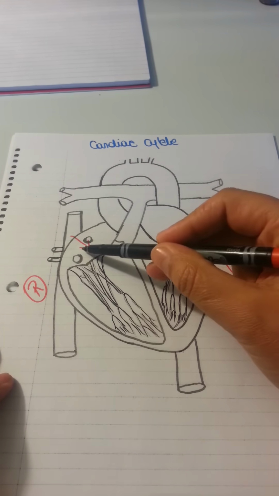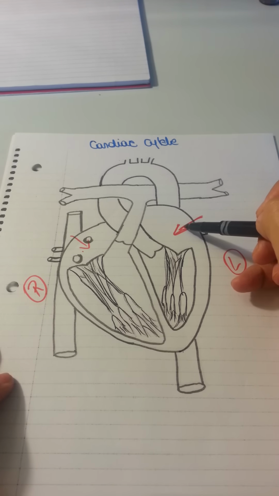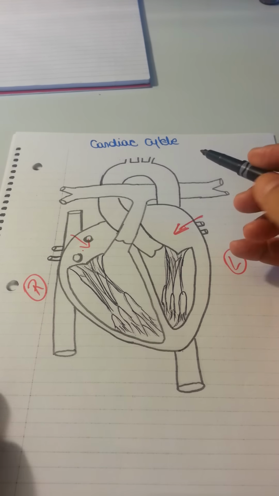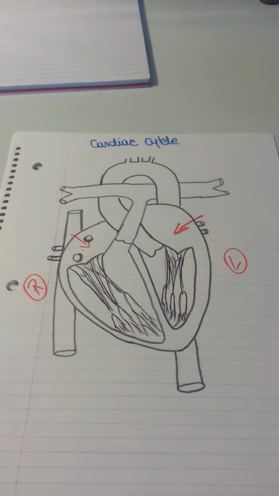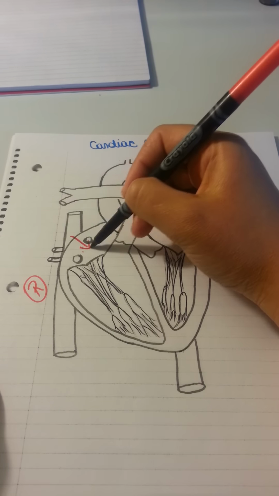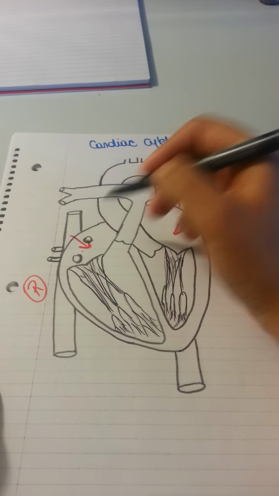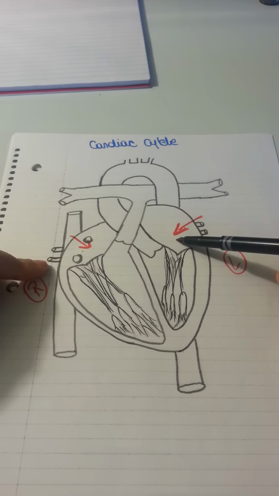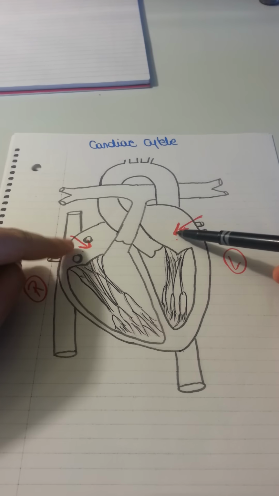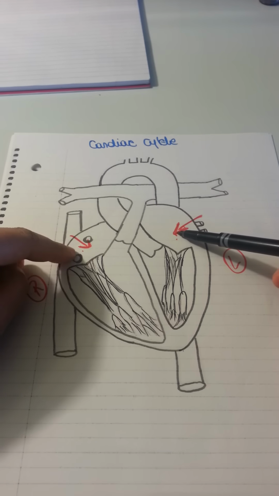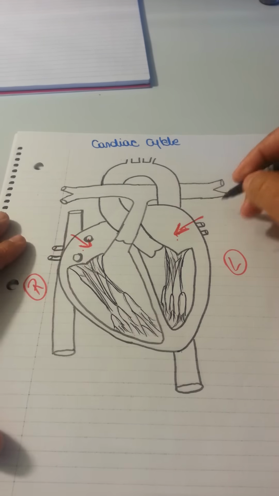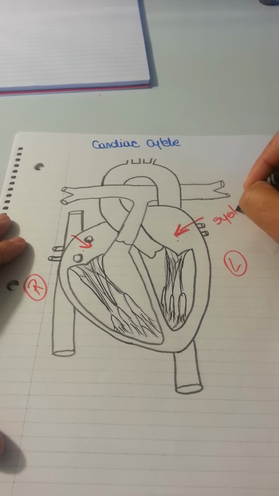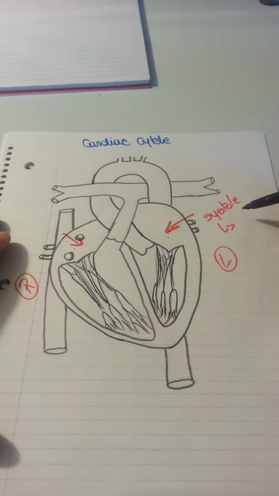Remember that everything that happens in here has to be rhythmic, compared on both sides. So they will both happen at the same time. So the atria is relaxed and blood rushes in. After the blood rushes in, the atria goes under systole, and systole will be the same as contraction.